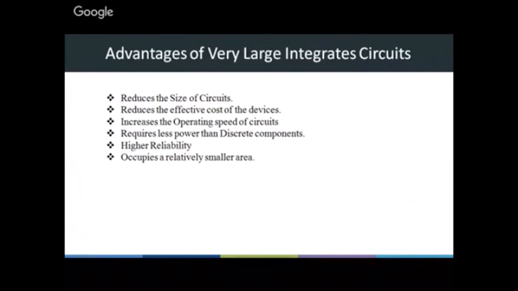So what are the advantages of very large scale integrated circuits? First one is reduced size of circuit. Due to very large scale integration, we are able to invent portable-size cameras, laptops, and different applications. It also reduces the effective cost of the device as the size of the device is minimized, increases the operating speed of the circuit, requires less power than discrete components, has high reliability, and occupies relatively smaller area. So these are some advantages of very large scale integrated circuits.